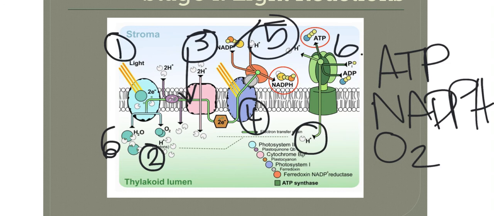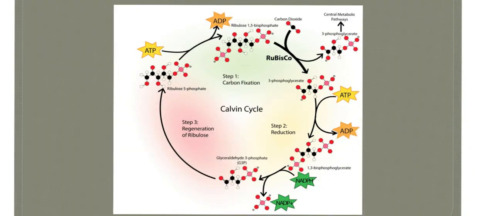NADPH and ATP will move on to the next stage of photosynthesis in order for the Calvin cycle to happen. Just like in the last picture, there are a lot of words here. Don't focus on the words so much. Just focus on what we're talking about. That way, when we come to class, we can go ahead and break this down a little bit more. But I'm going to make these as simple as possible.